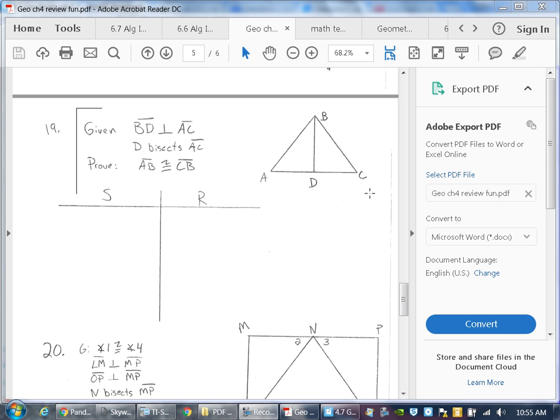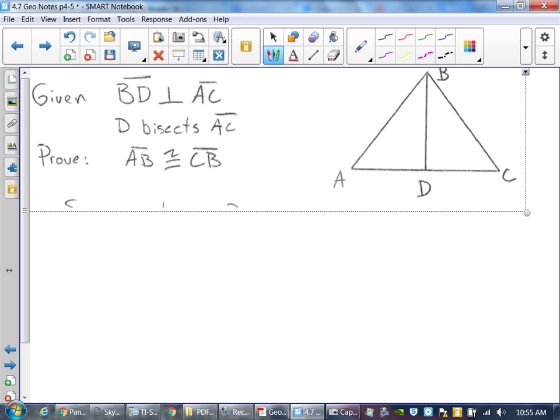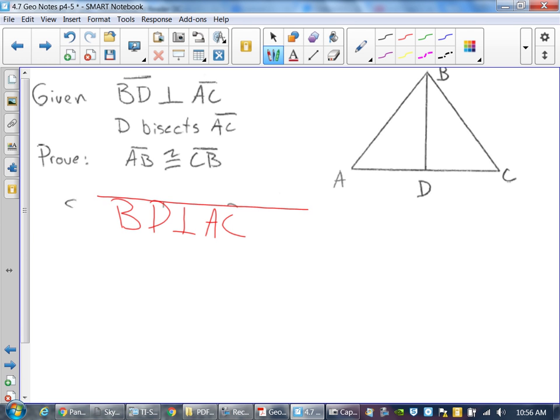Here's another one that is extremely straightforward. Basically, everything that's in this one, again, is right off of your progression sheet. Follow through the steps and you should be okay. So, start with what you know. BD perpendicular to AC. That means that happens. So I know now that angles ADB and CDB.